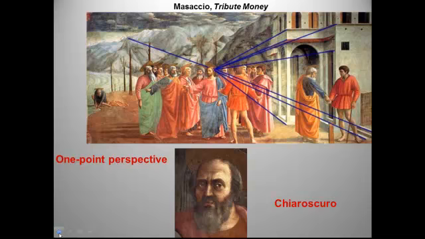Masaccio also made far more use of the contrasts of light and dark to define volume and space, and we're going to see a great deal more of this as we move forward in the course. The term for this contrast between light and dark is chiaroscuro.